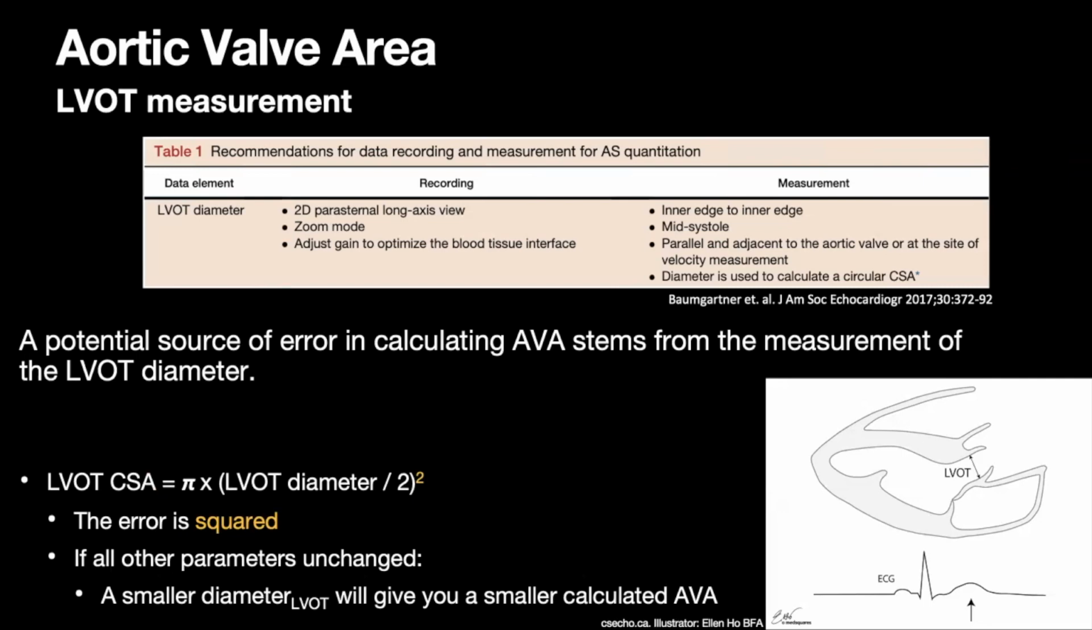So if all your other parameters that you've plugged into your formula are the same, a smaller LVOT diameter will give you a smaller calculated aortic valve area. So sometimes when you're looking at studies and you see a big jump in the findings from, let's say, 2 studies that are a year apart, make sure that the LVOT is not what's accounting for the big difference in the aortic valve area. So remember to trace it in parasternal long axis, in zoom mode, in mid-systole, inner edge to inner edge.